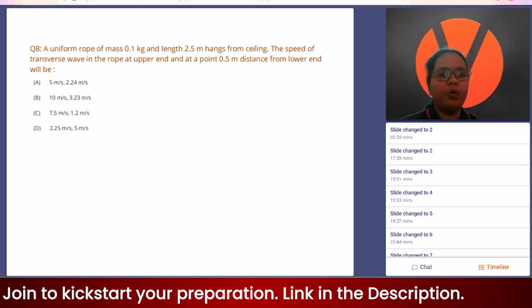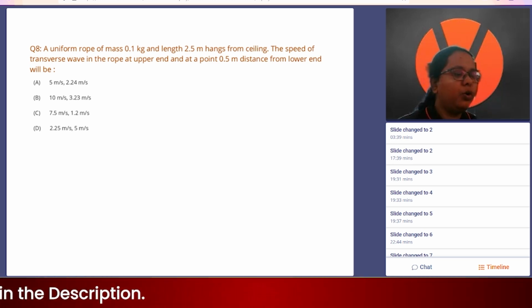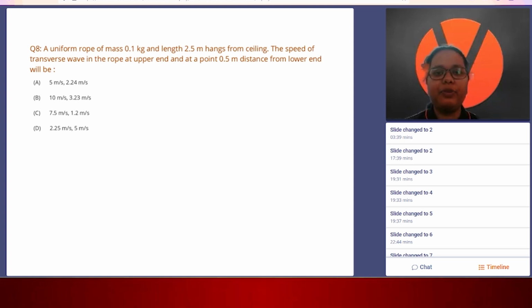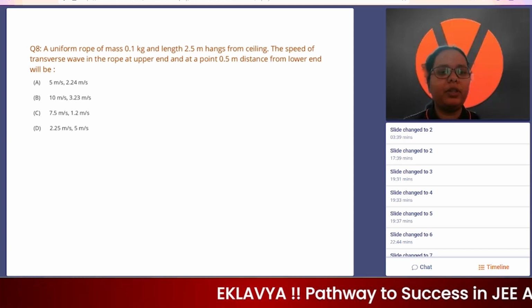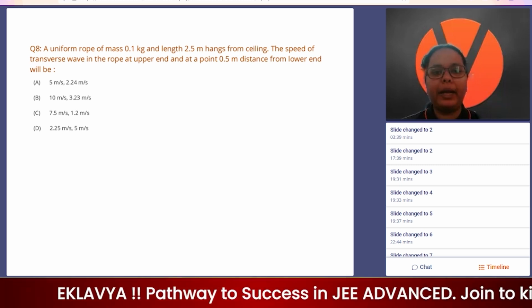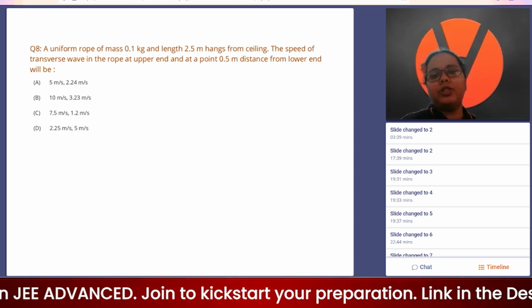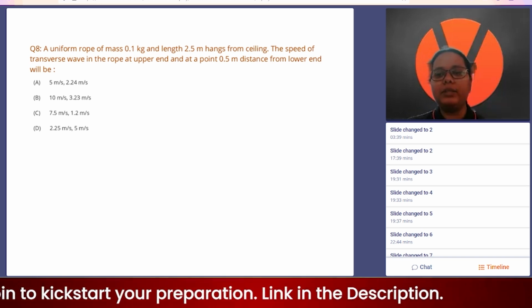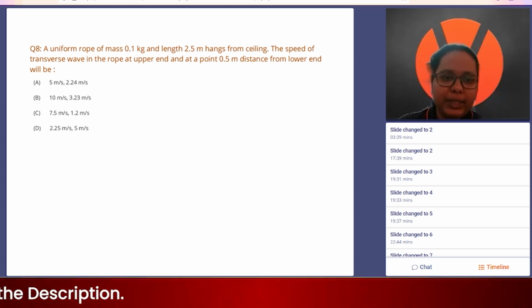A uniform rope of mass 0.1 kilogram and length 2.5 meter hangs from the ceiling. The speed of transverse wave in the rope at the upper end and at a point 0.5 meter distance from the lower end will be. So this is the question. What they are asking is speed.